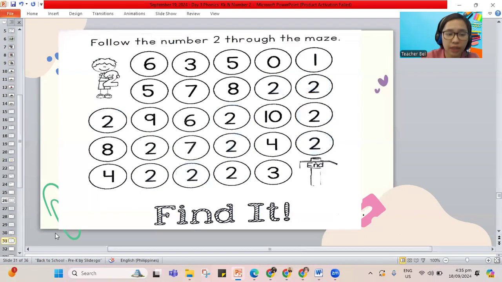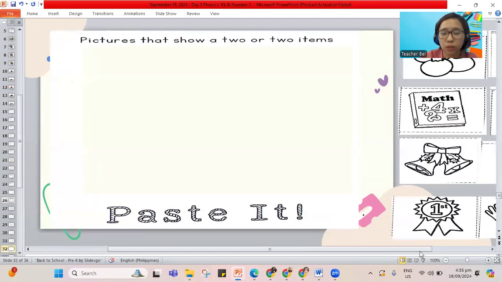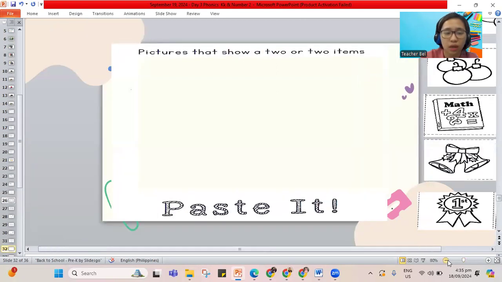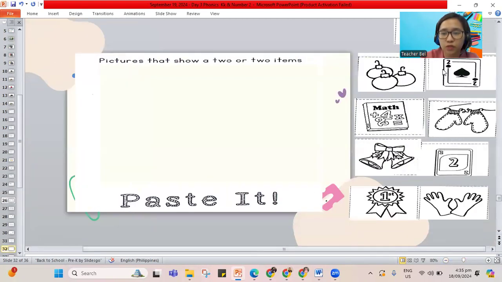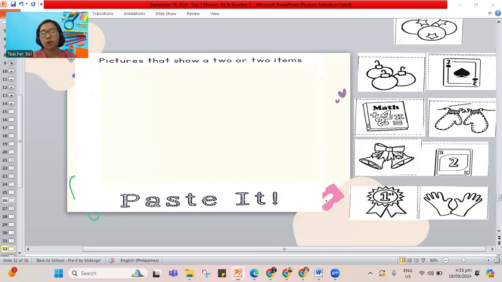Let's jump to the next part. We're almost done with the work. Don't worry, Yumika. We're almost down to the last few pages. Let's sort our pictures. Now, if you haven't cut this one yet from your booklet, you will need to. I will pause the video, play it again once you are done. Are you done already? Let's show and check if the picture has 2 items or if it shows 2.